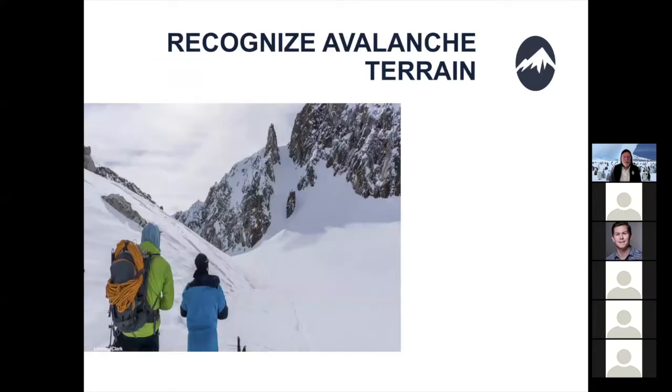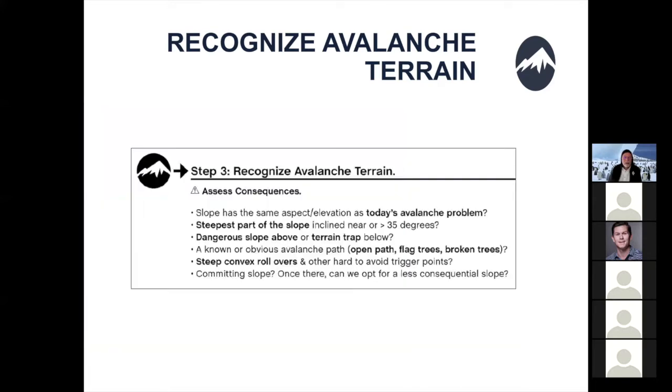Now, we talked about recognizing avalanche terrain. Now here we've got terrain and a small avalanche. Where's our route going to take us? How are we going to deal with it? Are there dangerous slopes and terrain traps? So once we've recognized it, we can go ahead and assess the consequences. What's the slope angle? Are there convex rollovers? Is it committing? If it's committing, do we want to commit? And if we don't, what are our options here?